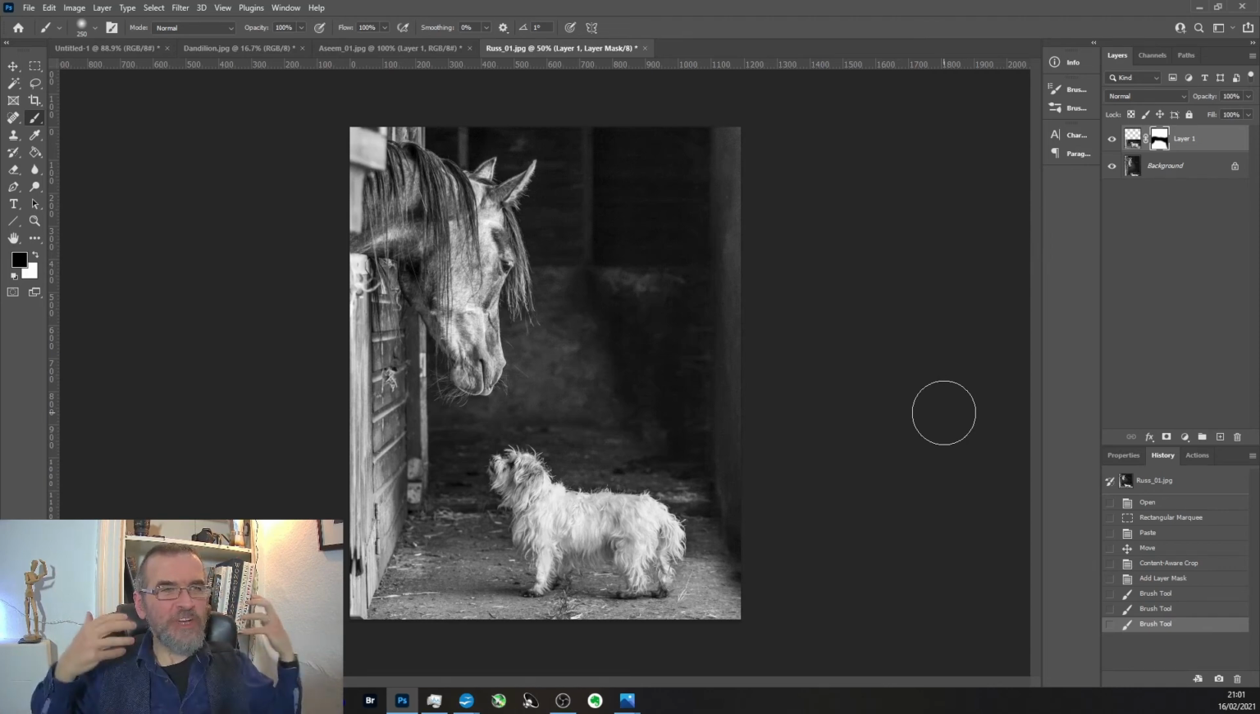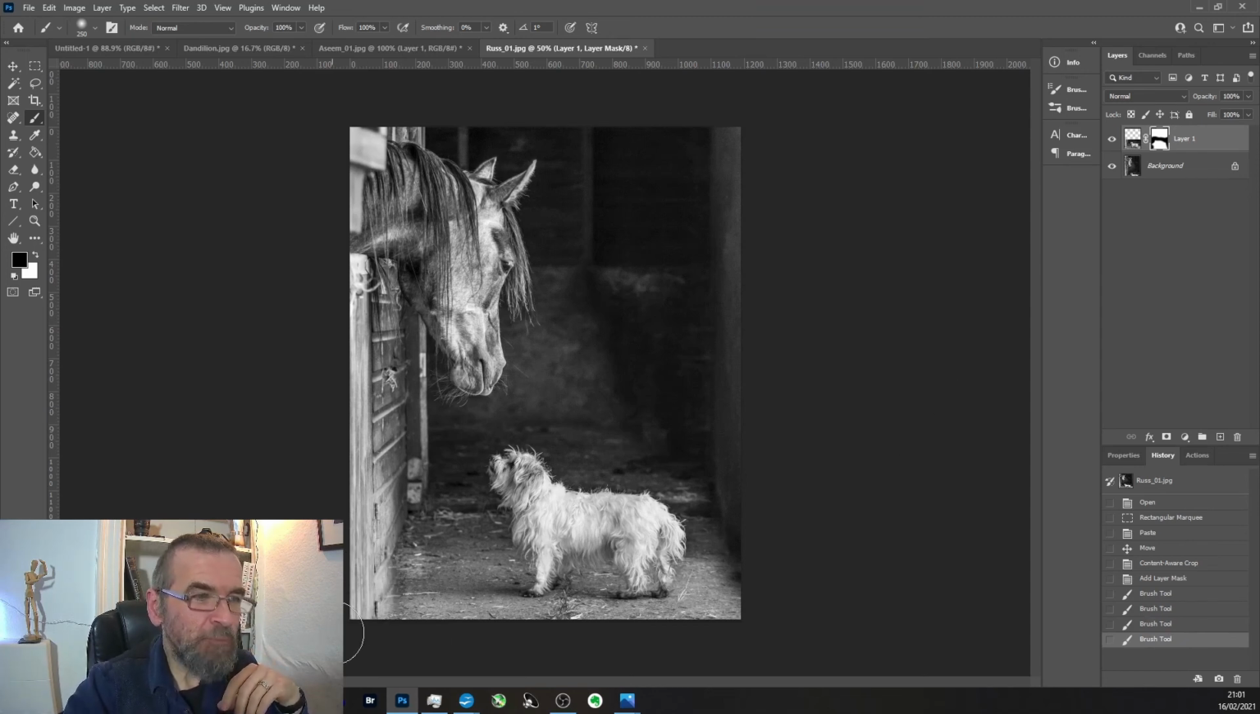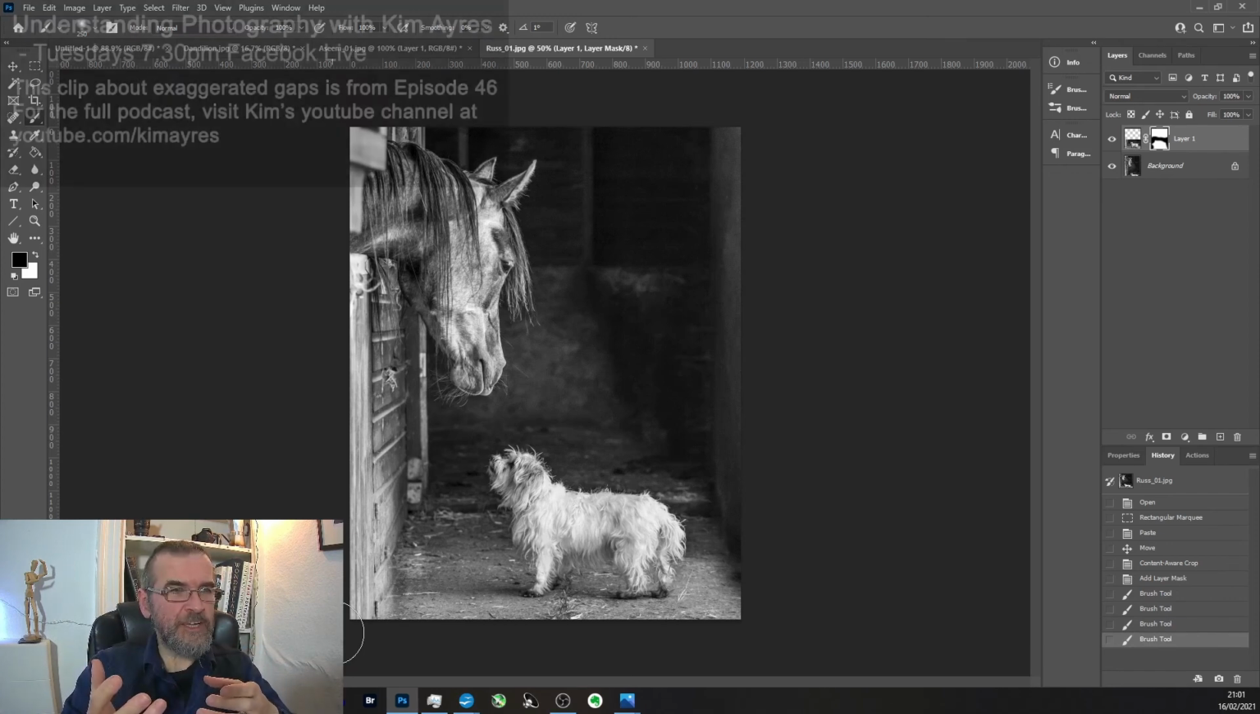When you were looking from a distance, they were almost noses touching, it felt. But when you took the photo, because of the way it's cropped, the gap was too big. Now, although that is a complete lie and fabrication, it has the feel of what you were experiencing.